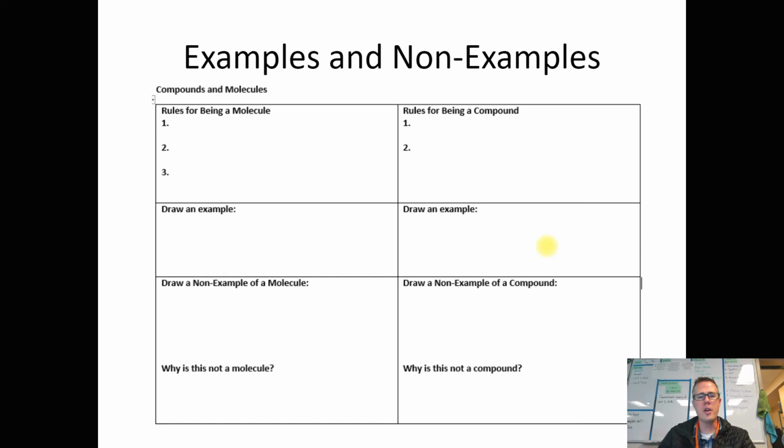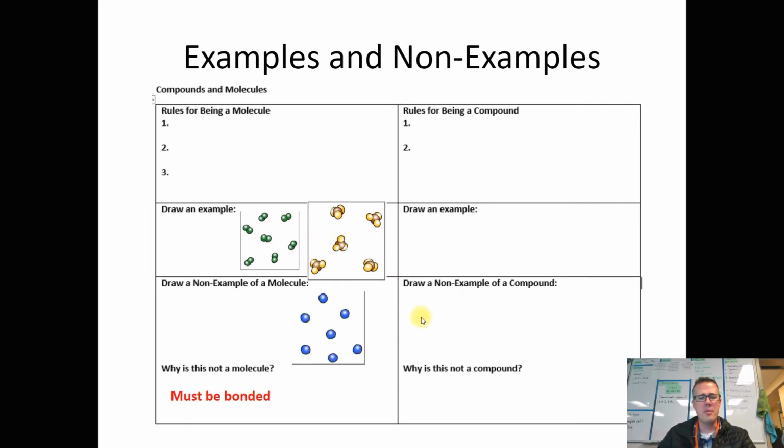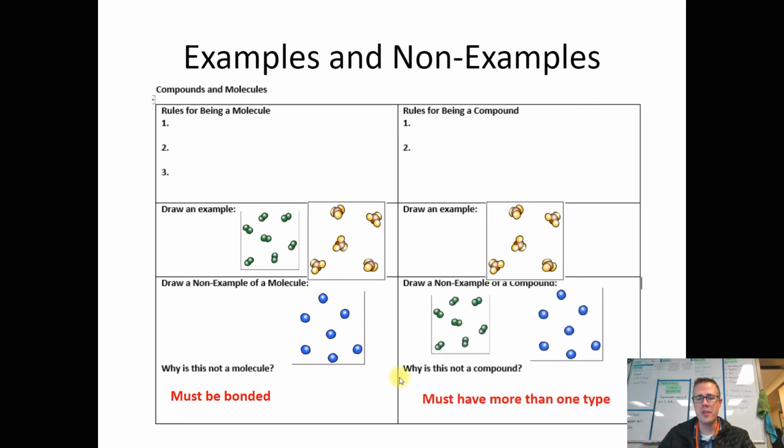So if you're still struggling to come up with some ideas for what to draw, I plucked those examples from my last slide, and I've got some examples of molecules, more than one, bonded together. A non-example would be this guy. This would actually be an element because they're all the same and there's a bunch of them. The reason why it's not a molecule is they're not bonded. Over on the compound side, I chose the same little orange and yellow thing, and some non-examples also. And the non-examples must have more than one type. That's why they are not examples. If you need to steal mine, pause the video and do that.